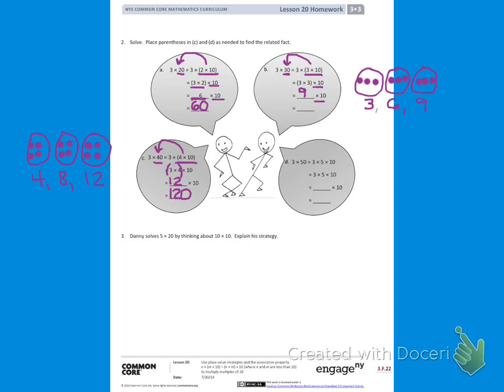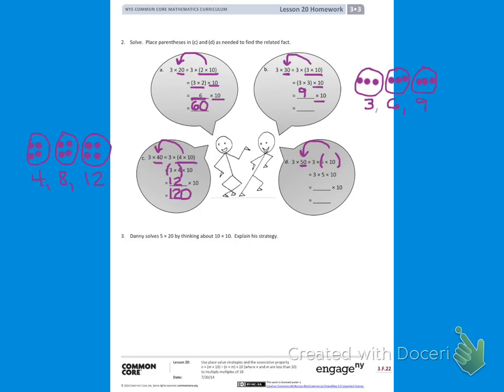Let's look at item D. 3 times 50 equals or is the same thing as 3 times 5 times 10. They didn't put any parentheses. I know that it's easier to multiply by 10 than it is by 50. So they went ahead and wrote down a tens fact for 50. I see it right here. 5 times 10. 5 times 10 is the same as that 50 right there.